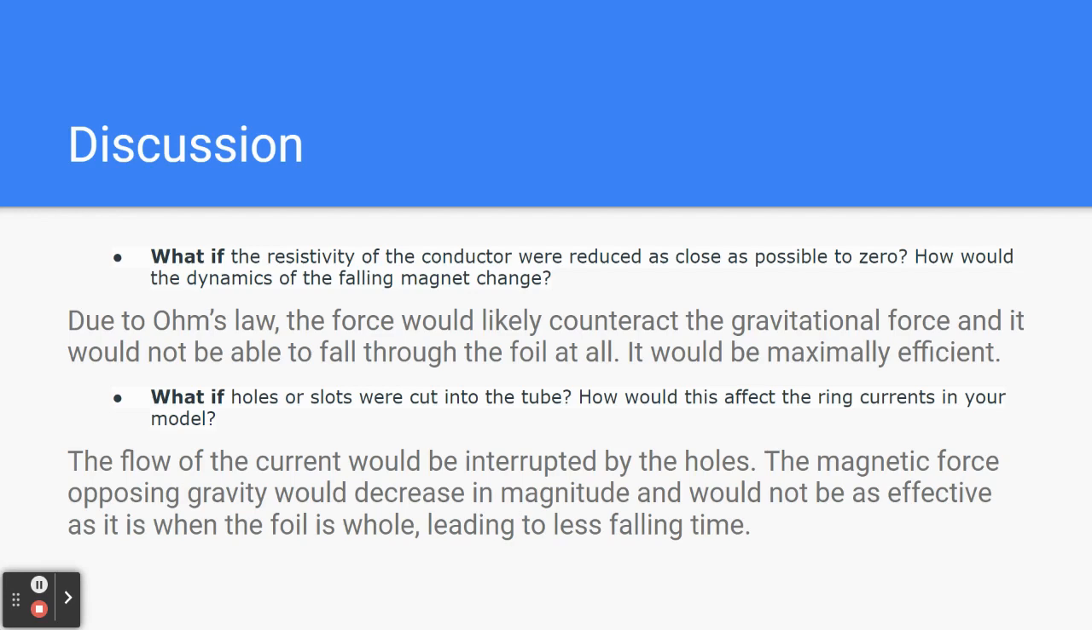And what if holes or slots were cut into the tube? How would this affect the ring currents in our model? I said that the current would be interrupted by the holes, decreasing the amount of loops. The magnetic force would decrease in magnitude, and the magnet would take less time to fall.